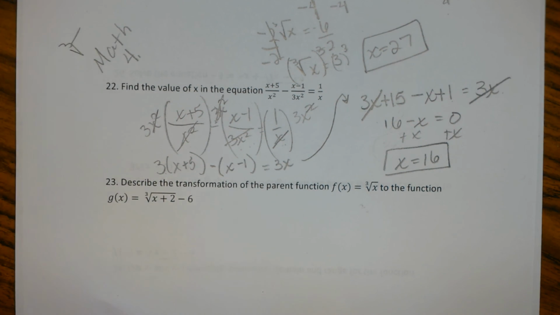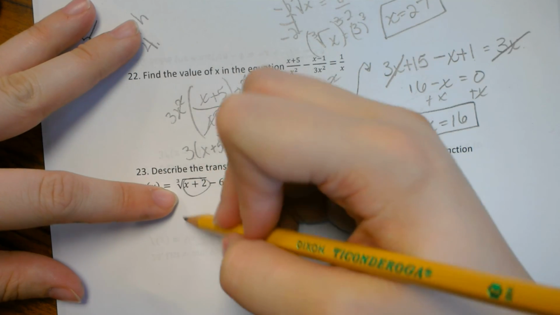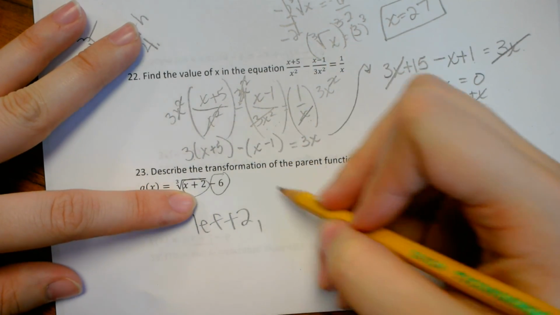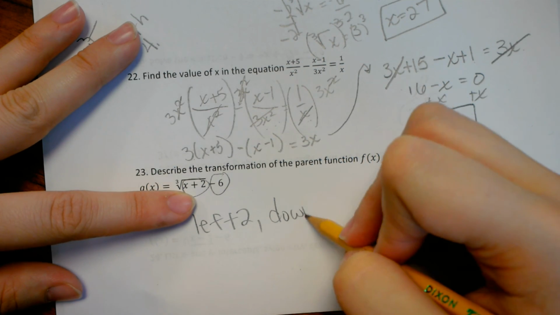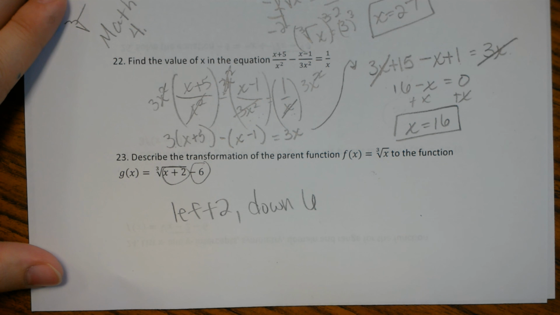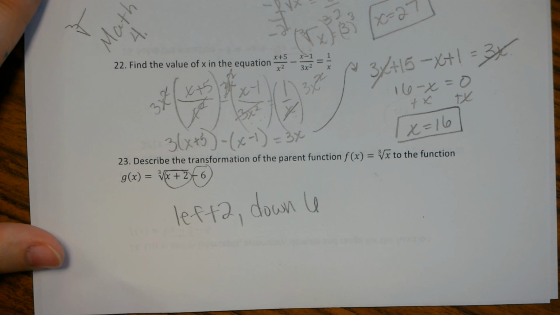It says describe the transformation of the parent function to the function. It's plus on the inside, so it's going left. Then it's negative on the outside, so it's going down 6. You could also graph it and see that it does go left 2 and down 6.